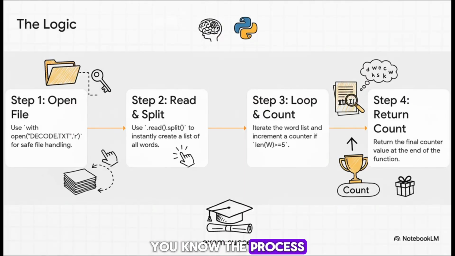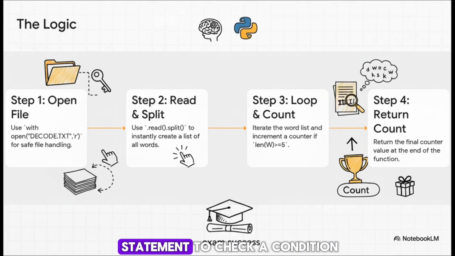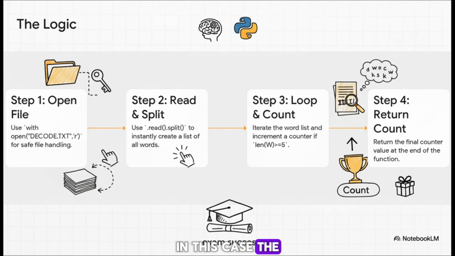You know, the process for these file questions follows a very predictable recipe. First, you open the file, and the best way to do that is with a with open statement. Then you read the contents. The .read().split() method is an absolute genius move. It grabs everything from the file and instantly chops it up into a nice list of words. After that, it feels just like our other patterns. Start a counter at 0, loop through your list, and use an if statement to check a condition. In this case, the length of the word.